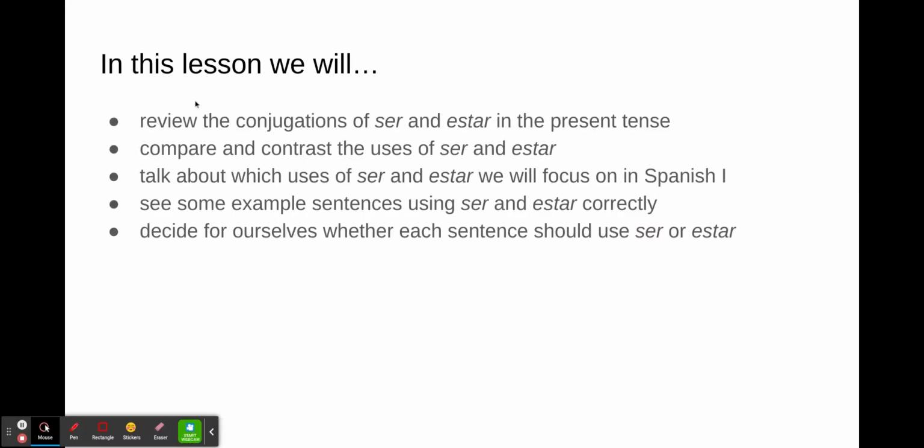In this lesson, we will review the conjugations of the verb ser and the verb estar in the present tense, compare and contrast the uses of ser and estar, talk about which uses of ser and estar we are going to focus on this year in Spanish 1, and which uses you will focus on in Spanish 2. We will see some example sentences using the verbs ser and estar correctly, and then we will have a chance to decide for ourselves whether each given sentence should use ser or estar. Let's get started.